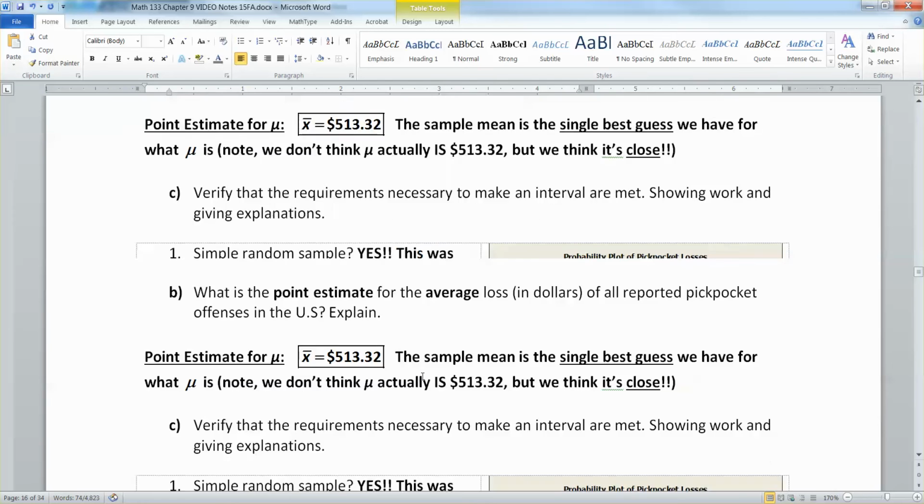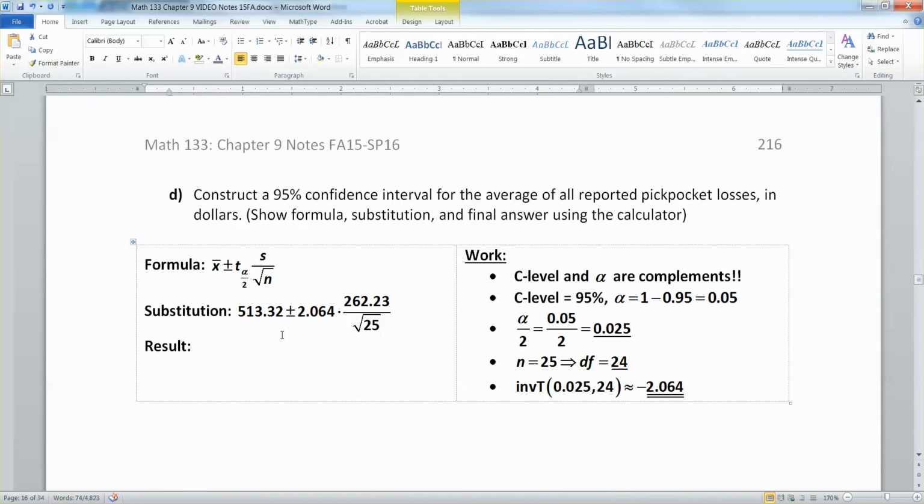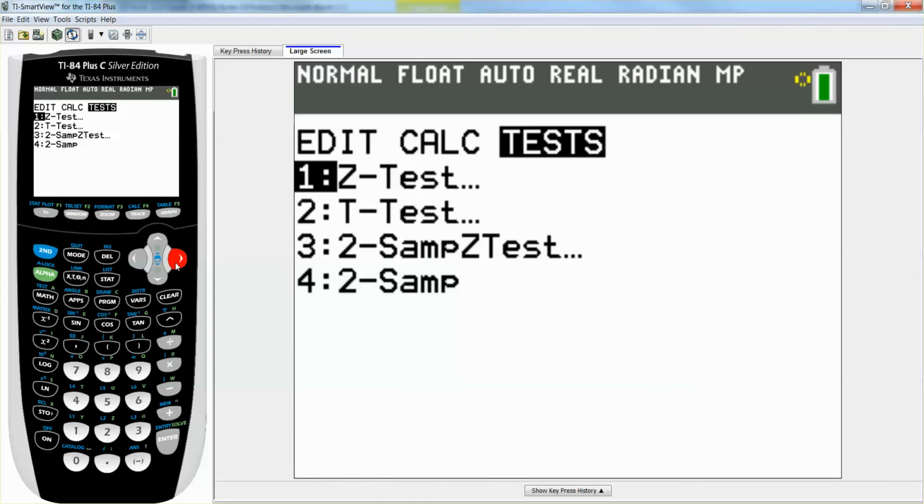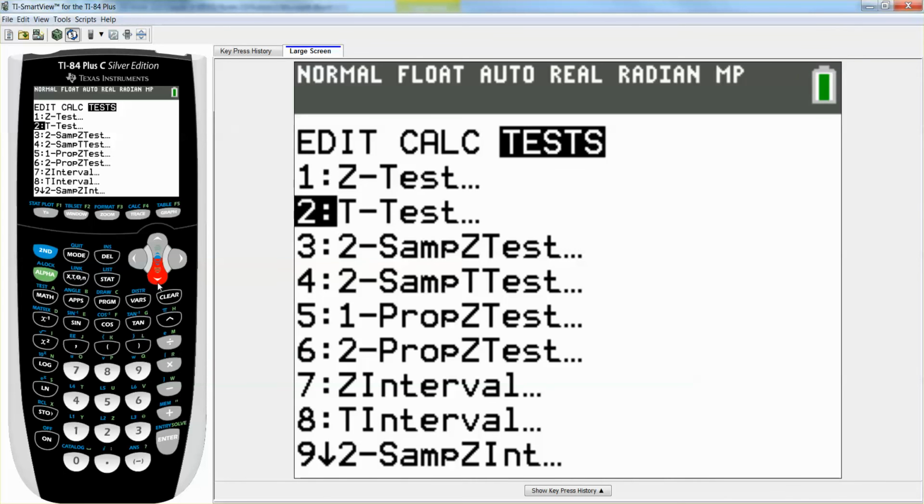Okay, so I'm going to make the calculator do the hard work for me of finding this result. So let's do that. So I'm going to go to Stat. I'm going to go to Tests. And now I want to pick number 8. If you look at number 8, it's t interval, which is what I want, right?